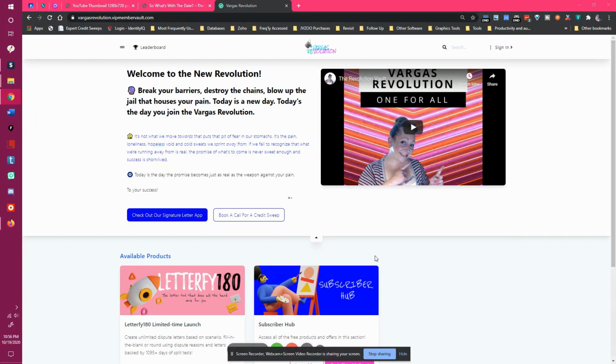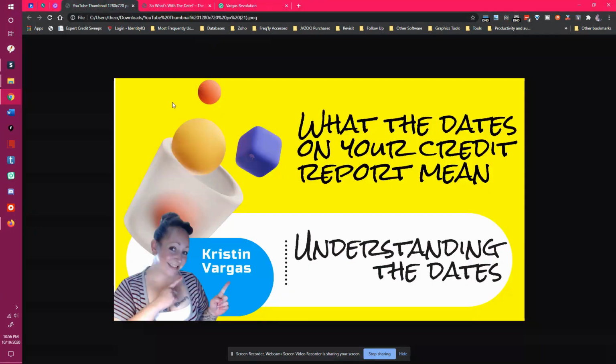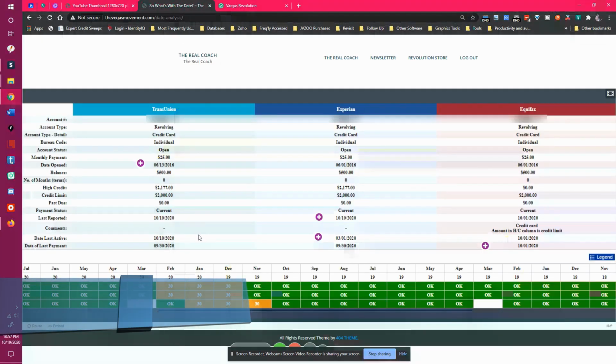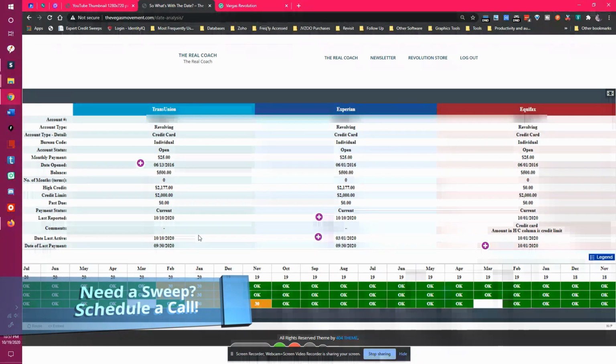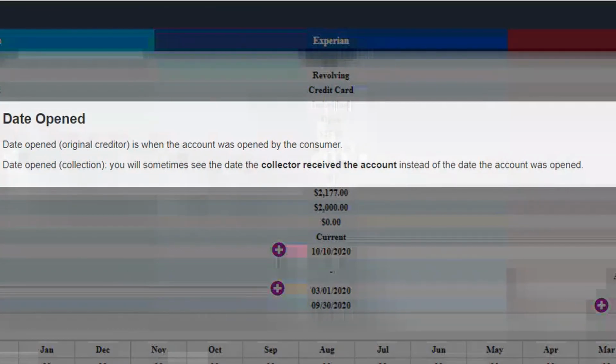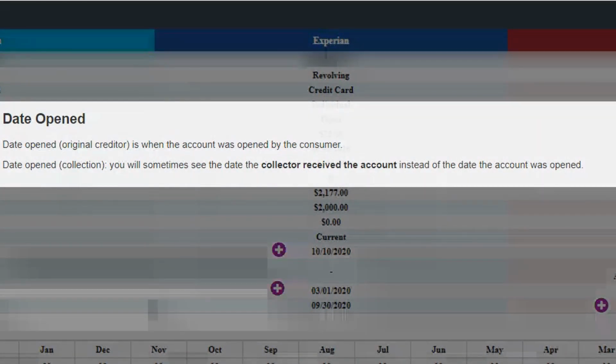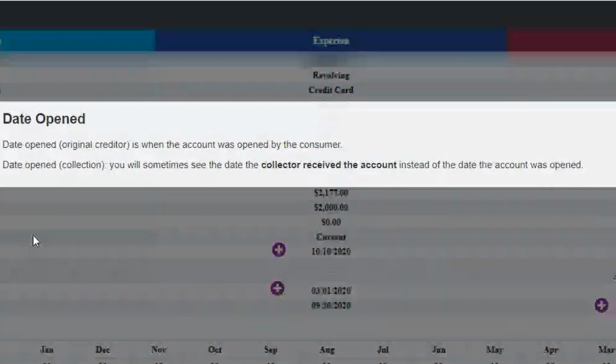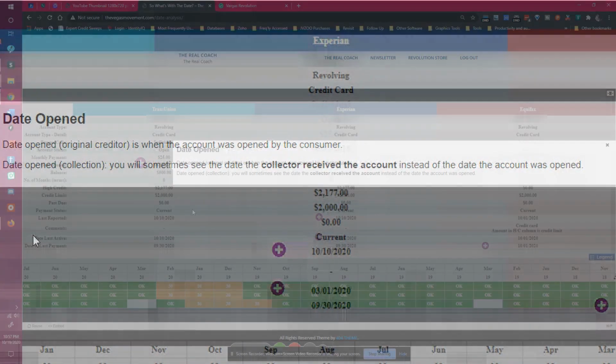Hey, welcome back. We are looking at one of the most important things tonight, understanding what the dates on your credit report mean. And there's a lot of confusion in the comments and what you guys are telling me. So we're going to go one by one, starting with the open date. And this is pretty obvious. It's the date that the account was opened by the consumer. Now, with collections, it might be a little bit different. It's actually the date that they received the account, but moving on.